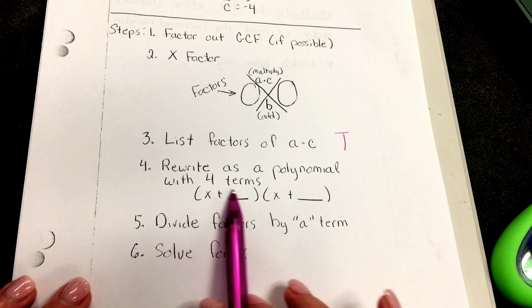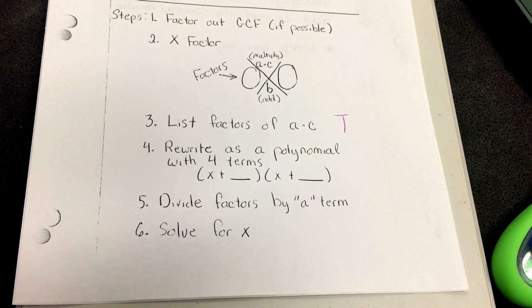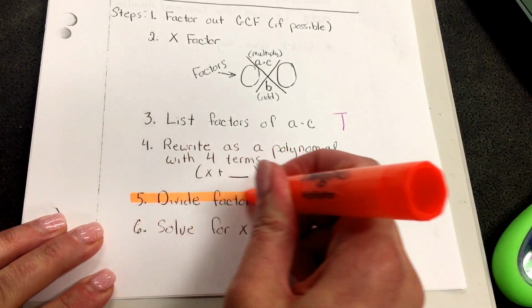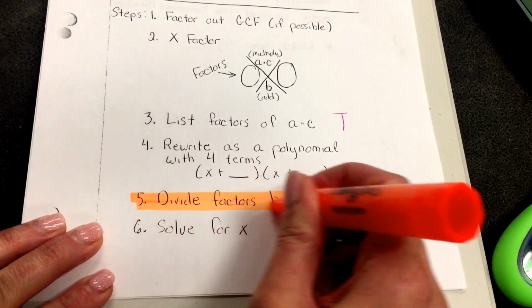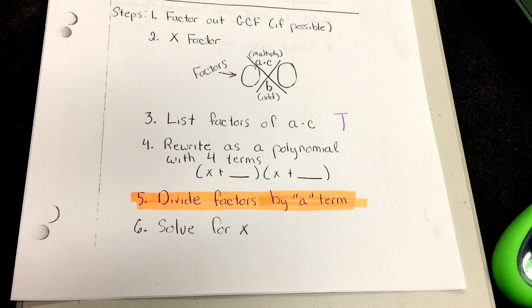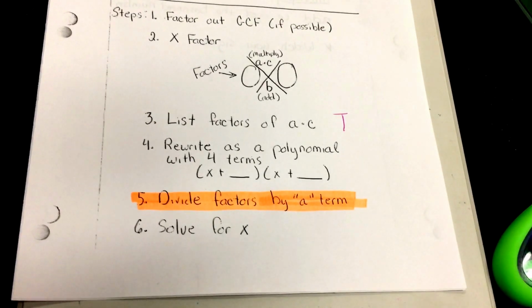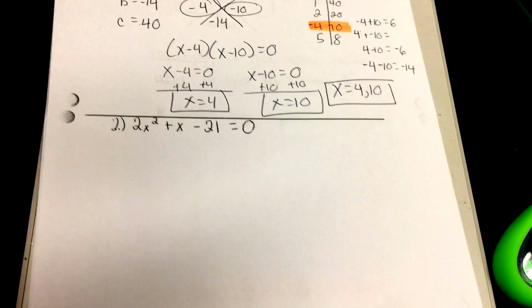Rewrite as a polynomial with the four terms, and this is what you have to pay attention to. Today, after you find what our four terms are, our polynomials with the four terms, now we're going to have to divide by A before we can solve for X, okay? So here we go. Let's look at this, and then we'll look at a few problems on the homework. All right, right here.